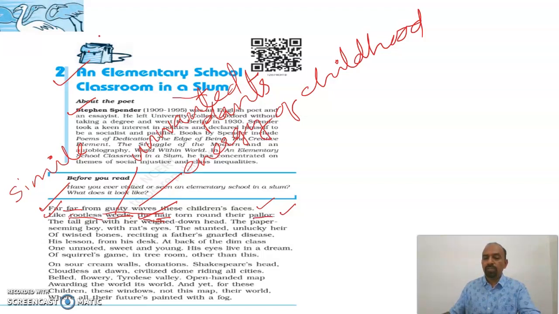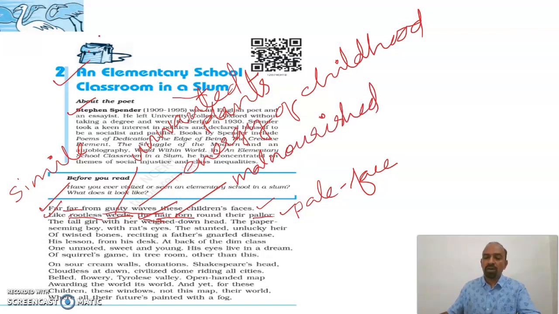The hair toned round their pallor. Pallor here means the pale face. So their toned hair. Why do you think their hairs have this tone? Because these children are malnourished. These children are the representatives of malnourishment. So their hairs have this tone in them and they fall over their pale face.